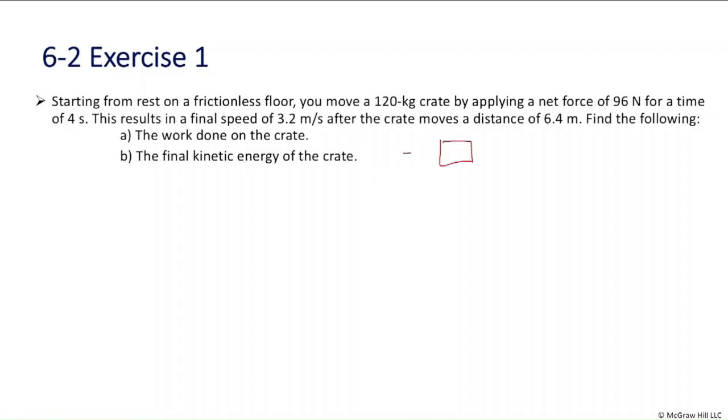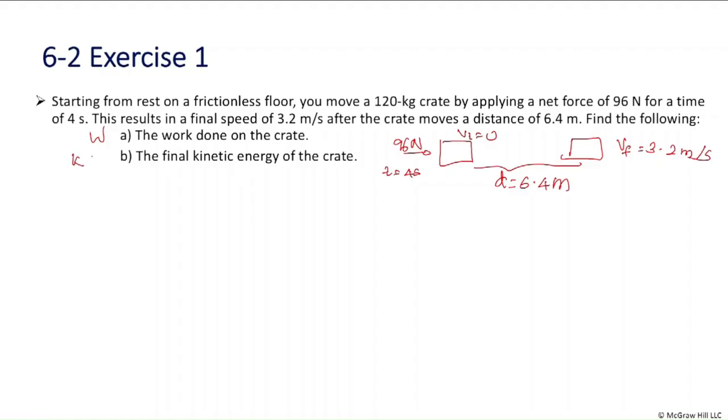Now we are applying 96 Newton force for a time of 4 seconds, and this results in a final speed of 3.2 meters per second. So the v final is 3.2 meters per second, and the crate moves a distance of 6.4 meters, and its initial speed is 0 because it starts from rest. Now you are asked to find the work done on the crate and the final kinetic energy of the crate.